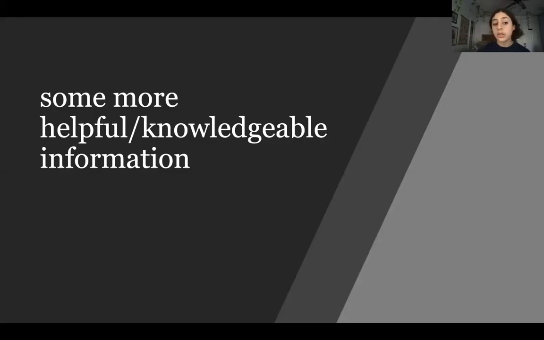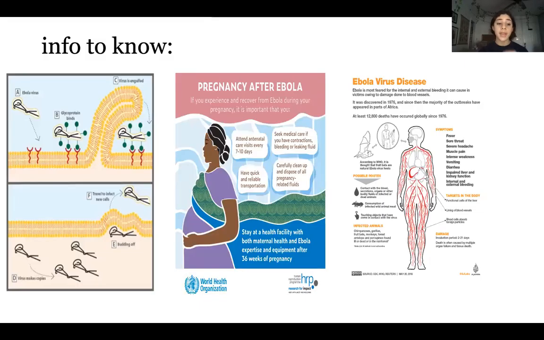Some more helpful, knowledgeable information. That is a diagram of how the virus gets into our system and makes copies, so it spreads all over us. And then this is pregnancy after Ebola, precautions to take if you're pregnant after having Ebola. And then Ebola virus disease, this is just symptoms, how it could affect you, stuff like that.